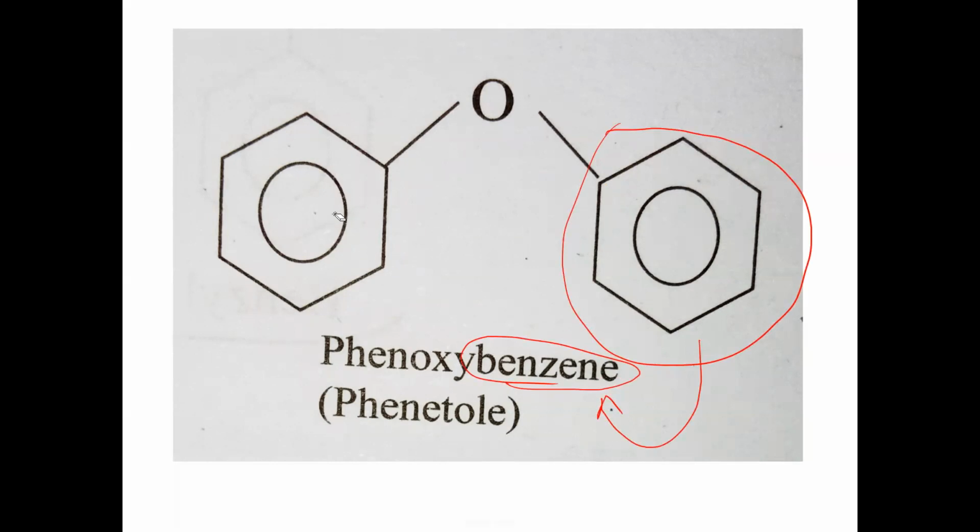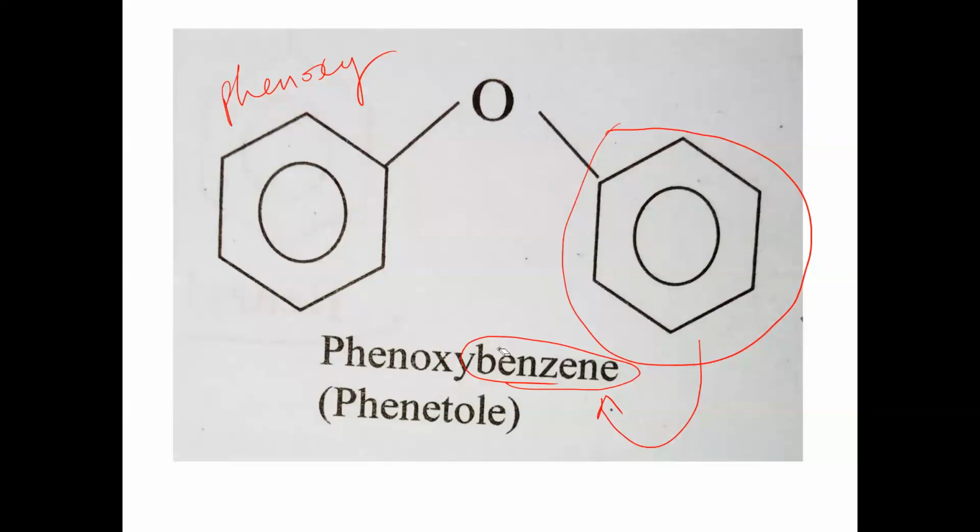And the other benzene ring with oxygen is called what here? Phenoxy group. What is phenoxy? Phenyl C6H5 and O. Phenyl and oxy. That's why it is called phenoxy. So this is the phenoxy group, the remaining part. The phenoxy group is attached to the benzene ring. Why is it called phenoxy? Phenyl and oxy. Phenoxy.